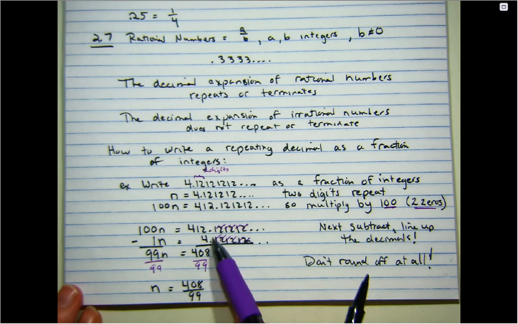Then if you line up your new number carefully with the original n and subtract, the repeating digits will subtract away. We'll try another example. Do you have any questions first?